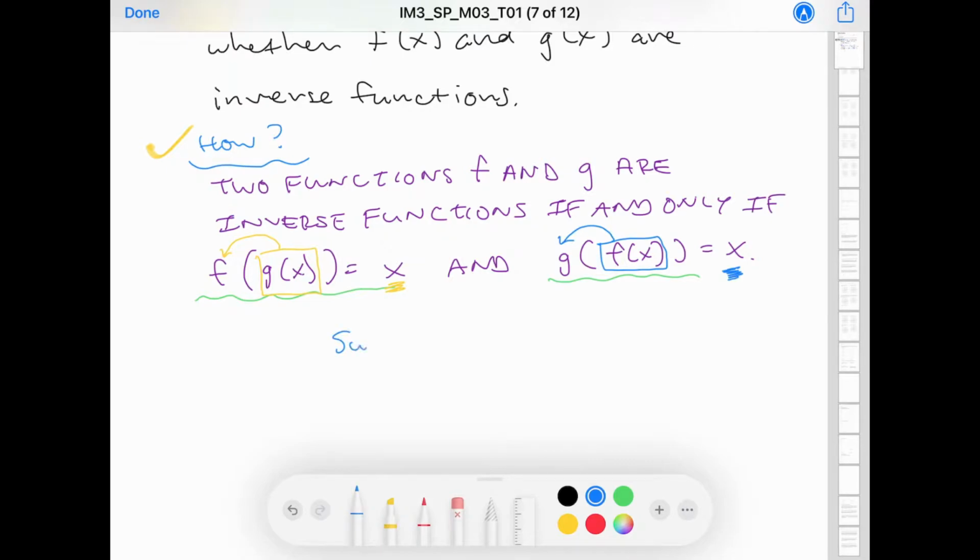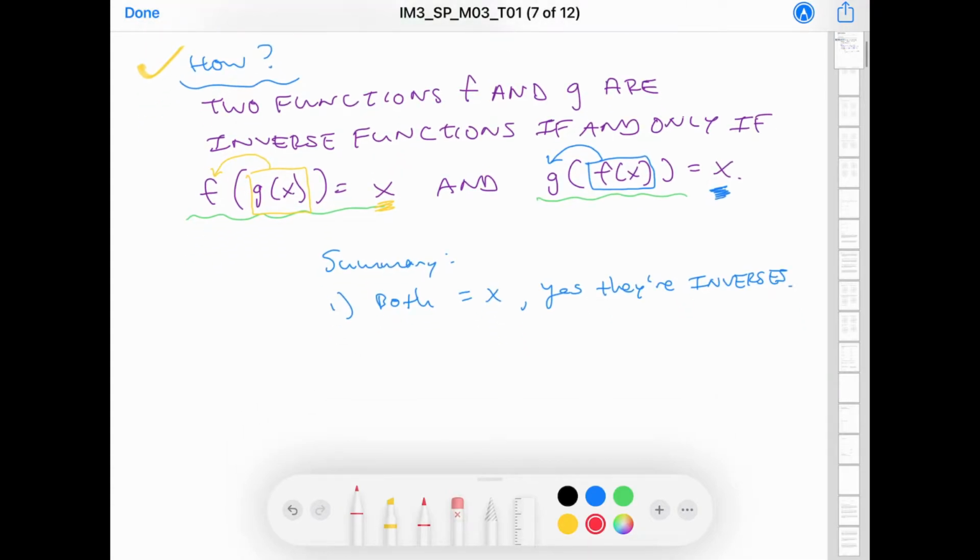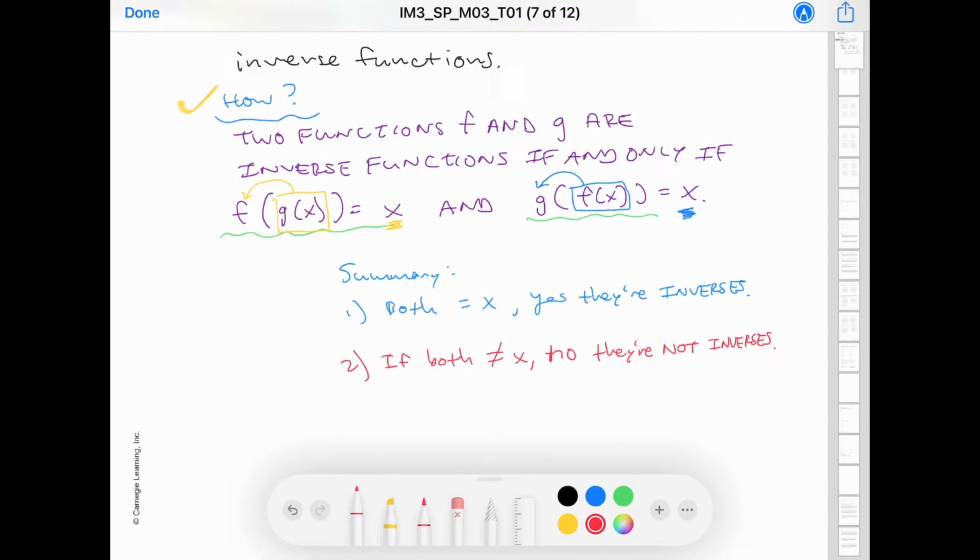So let's write that summary. Both equal to x, then yes, they are inverses. But that means the opposite is true. If both not equal to x, no, they are not inverses. Okay?